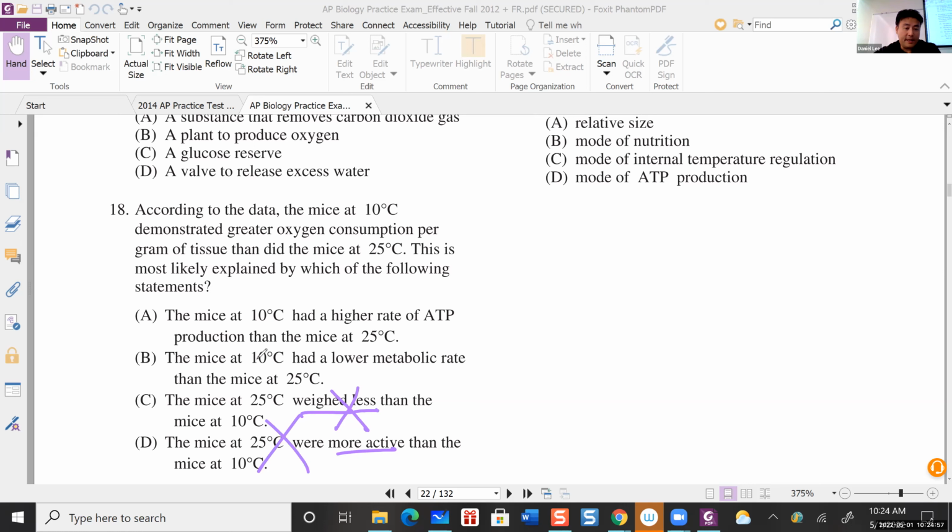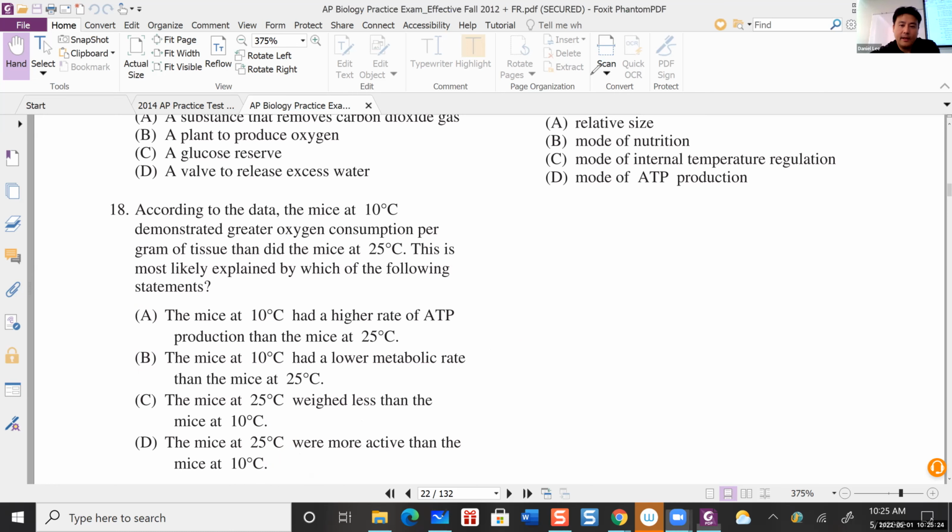Also B, the mice at 10 had a lower metabolic rate. If you have a lower metabolic rate, you should have less oxygen, right? So all these are counterintuitive. So by elimination, A must be the answer, right? The mice at 10 had a higher rate of ATP production than at 25. It didn't ask you to explain why. This is some fact, okay? So A is the answer.